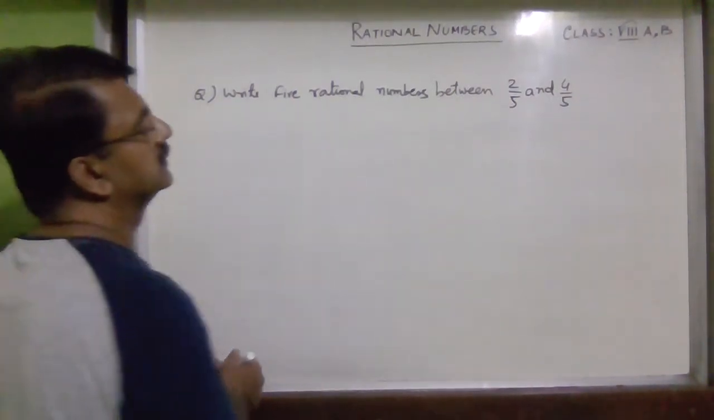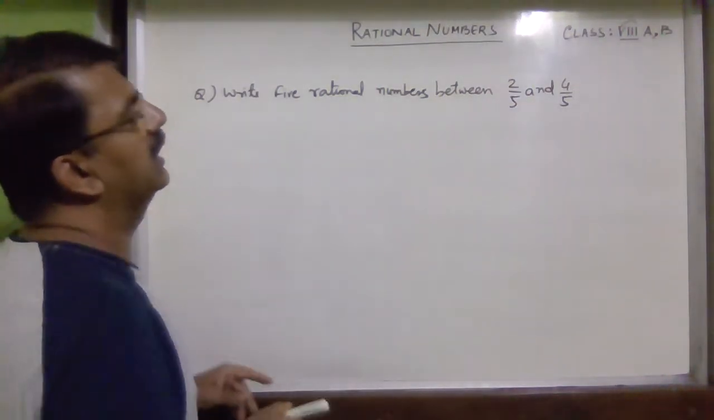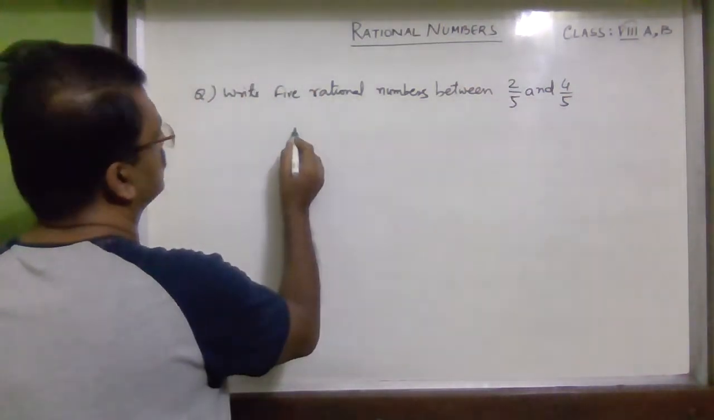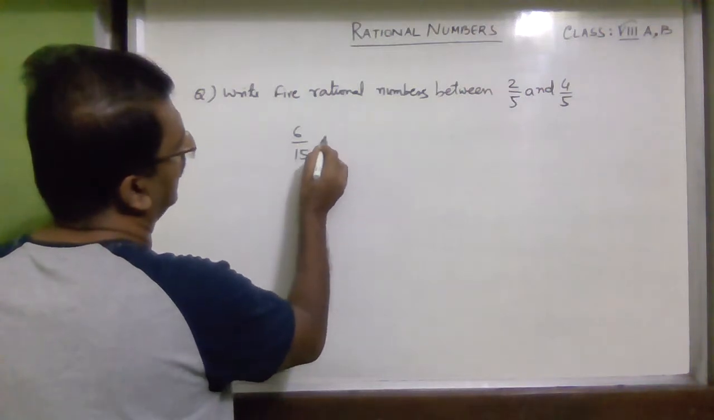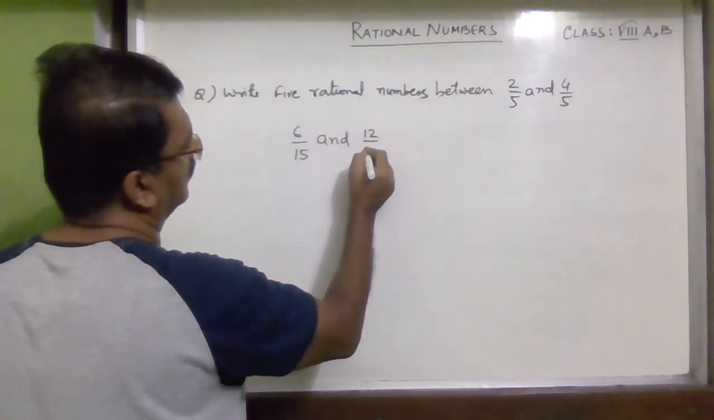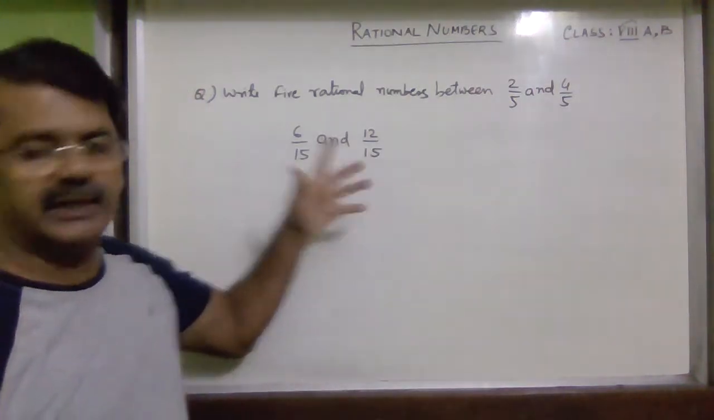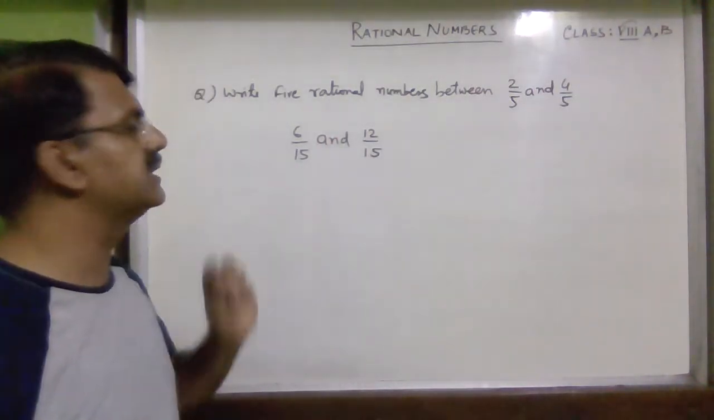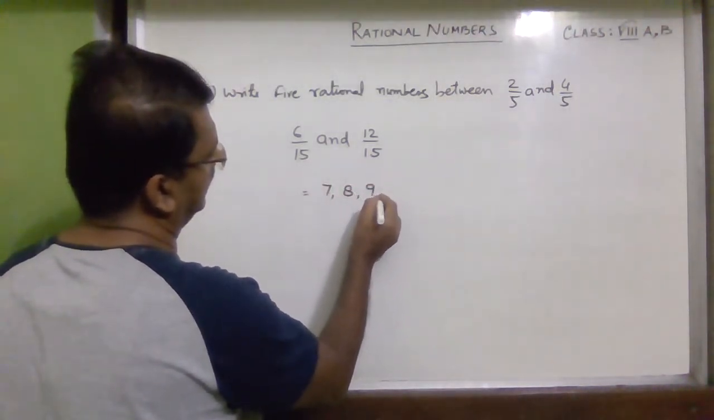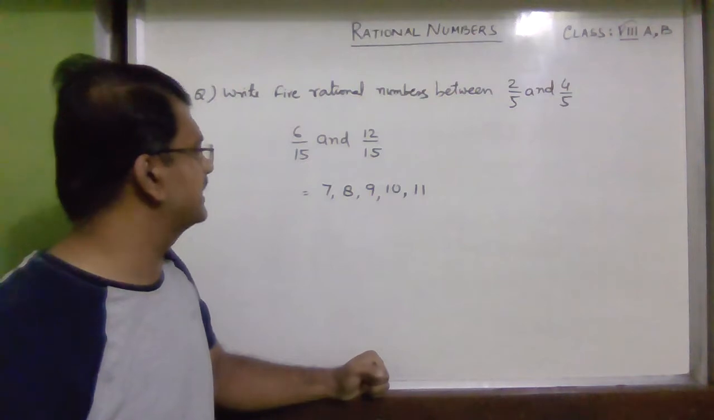Now, the denominators are already same. You do one thing. You multiply both the numerator and the denominator of the first fraction by 3. So 2 threes are 6 by 15, and there also you multiply it by 3, 4 threes are 12 by 15. You can see still the denominators are same, 15. Now what we do, 6 and 12, you have to write 5 numbers between 6 and 12. So it is 7, 8, 9, 10, 11. 5 numbers between 6 and 12 are 7, 8, 9, 10, 11.